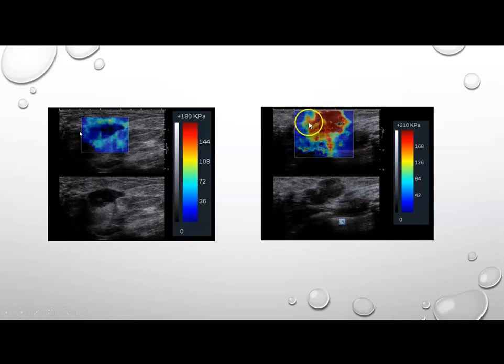And so this would immediately go from a BI-RADS 1 or 2, which is on the left here, to a BI-RADS 5. So that's a significant change in the diagnosis. Okay, and this was a tumor, breast tumor.